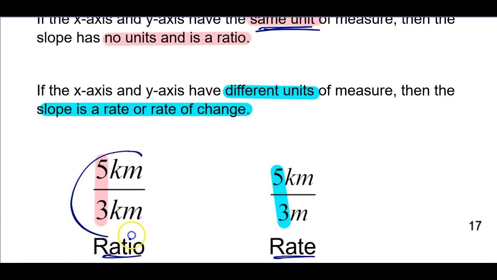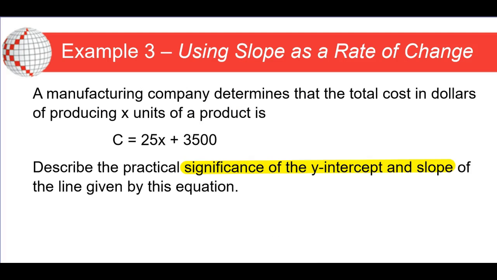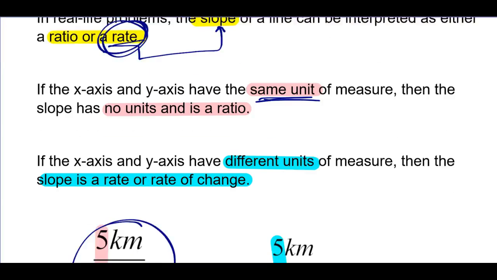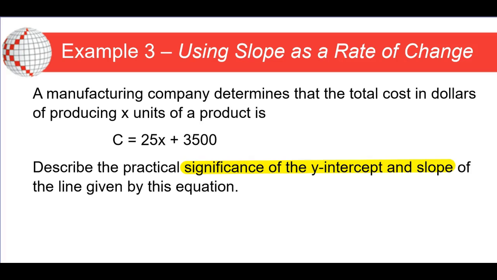A ratio would have the same units, like kilometers to kilometers. A rate would be like kilometers per mile or kilometers per meters. Maybe this M stands for meters instead of miles. But you could do 5 kilometers per 3 miles, probably. But if it has different units, then we're going to refer to that as a rate.